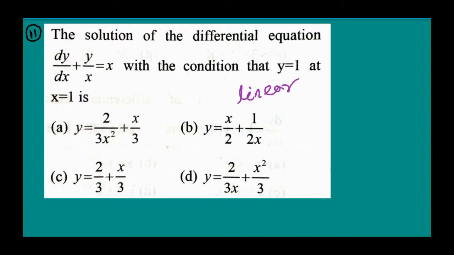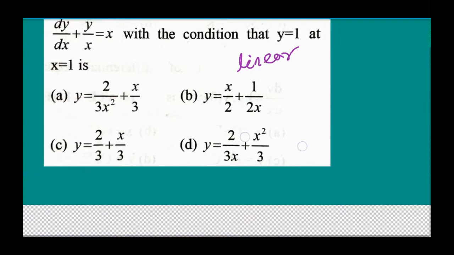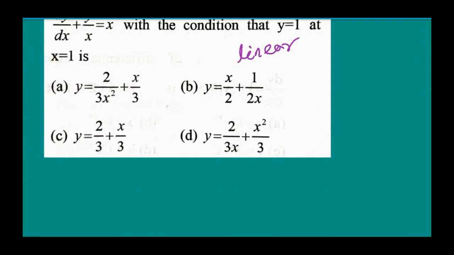This one is from the linear part. So here, how the integrating factor in case of a linear differential equation can be described: dy by dx plus a function of x into y is equal to a function of x. Px is a function of x and Qx is a function of x. This is the linear form.